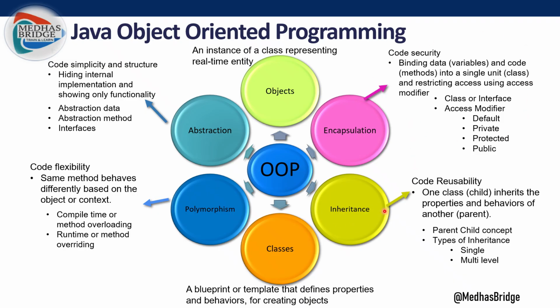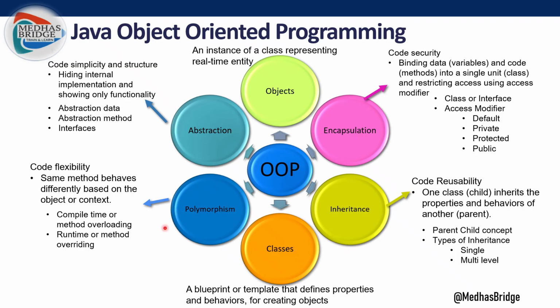Now coming to inheritance. Inheritance means one class inherits the properties and behaviors of another, like a child inherits the properties and behaviors of a parent. This is called the parent-child concept. In this concept we have two types: single inheritance and multi-level inheritance. Using this inheritance technique, we achieve code reusability.